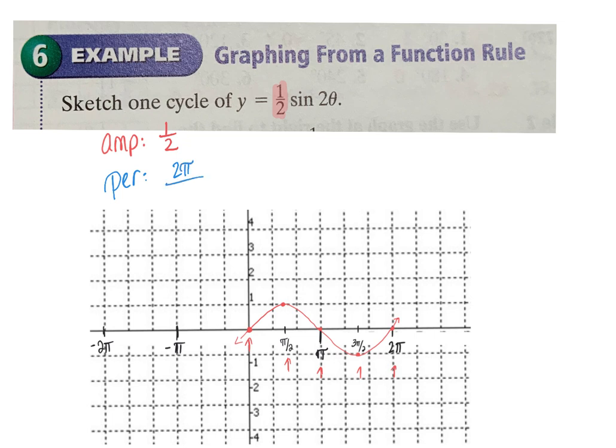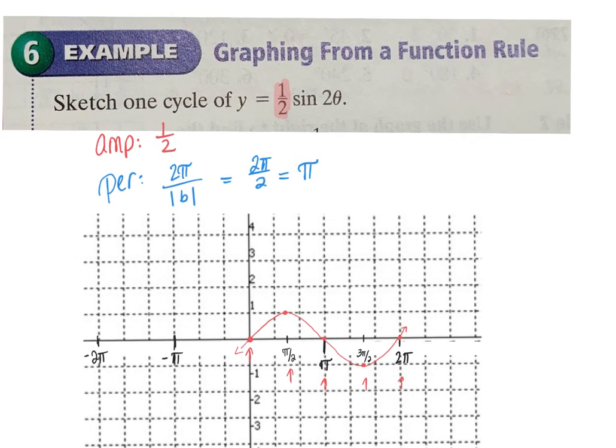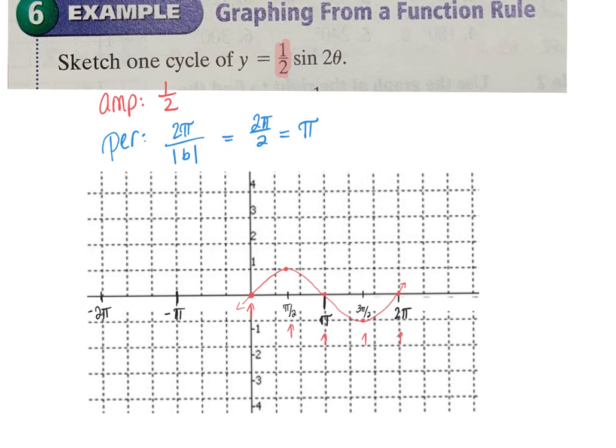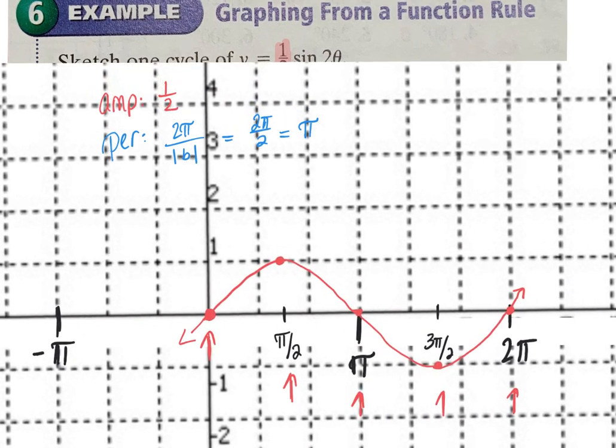2 pi over the absolute value of b. And b is the number in front of my variable, right? So what is the number in front of my variable? 2. So 2 pi over 2. So my period here is pi. All right? And so now we're going to do this particular graph, but we are going to graph based on the information we now have. All right?